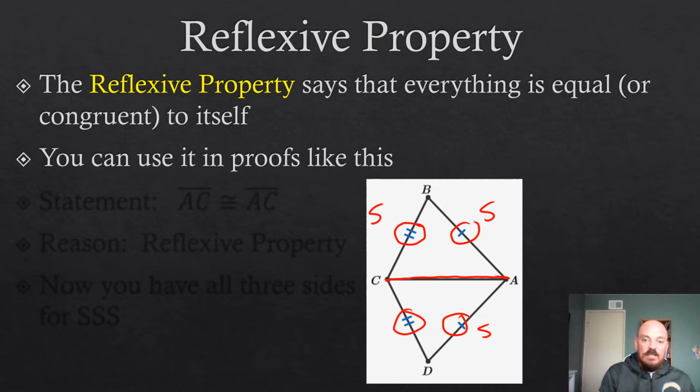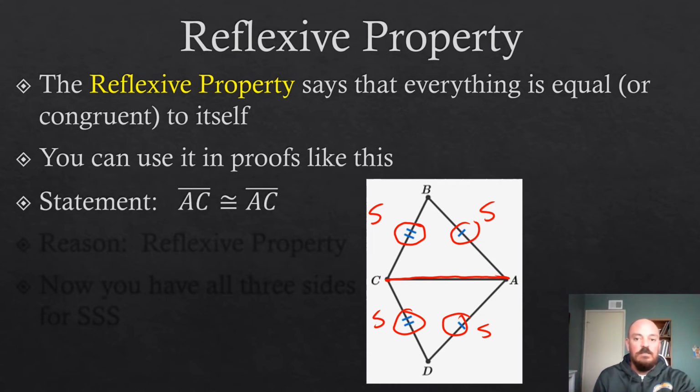This side is congruent to this side. That's a second S. What I would do if I was finishing the proof is I would say, statement, line segment AC is congruent to line segment AC. I'm basically saying that that red highlighted side is congruent to itself, which of course it is. Everything's congruent to itself. And now that becomes the third S in both triangles, because that is the third side of both triangles.